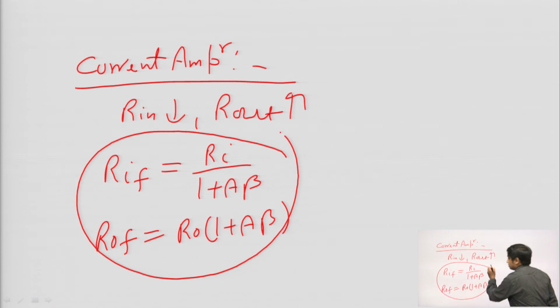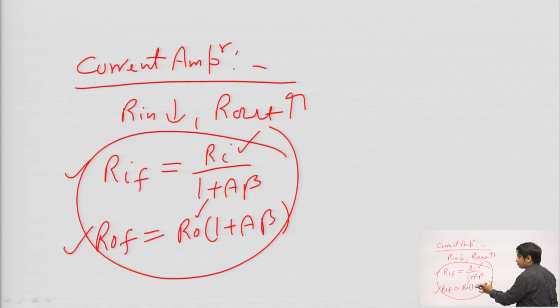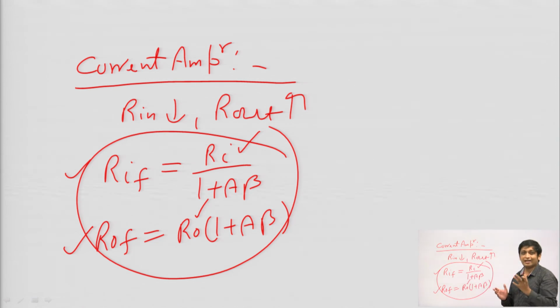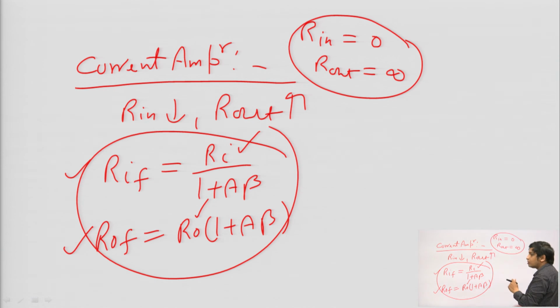Now, just see, without feedback the input resistance is Ri and the output resistance is R naught, but by using negative feedback in a current amplifier, what is happening? The input resistance is further reduced by the factor 1 plus A beta and the output resistance is further increased by the factor 1 plus A beta. For any current amplifier, in order to avoid signal loss, it is desirable that the input resistance should be minimum and the output resistance should be maximum. In the ideal case, the input resistance should be 0 and the output resistance should be infinite.